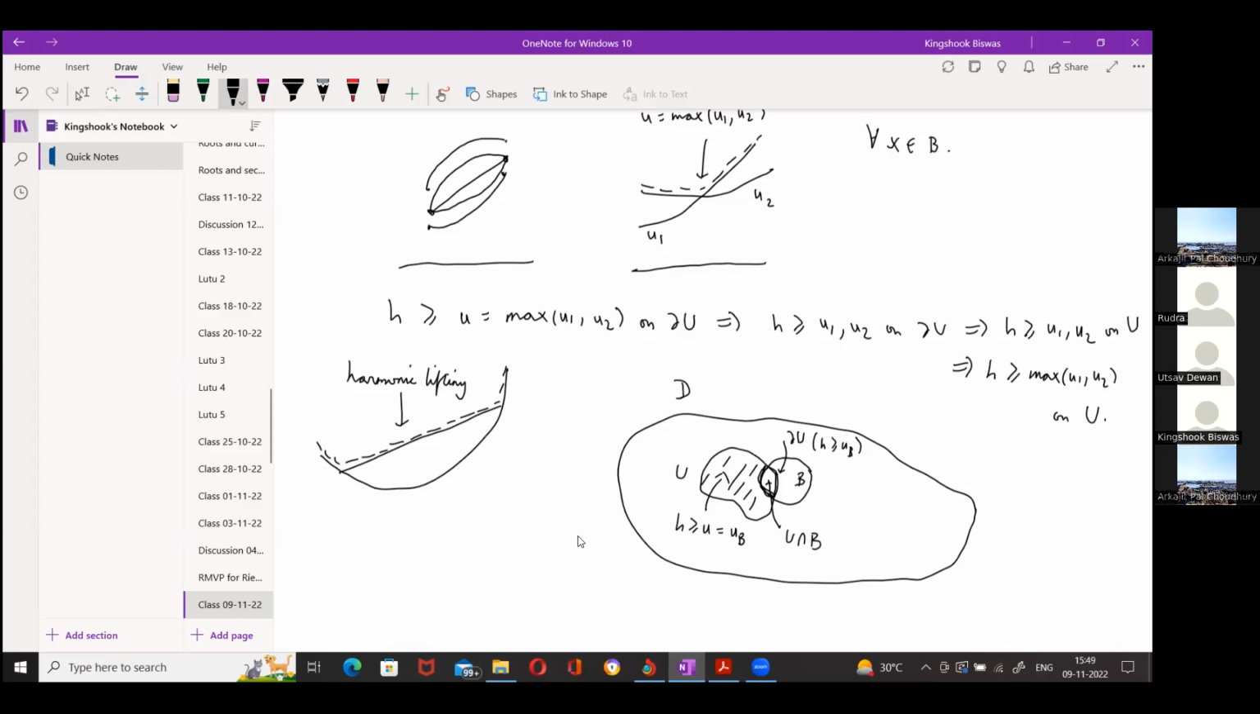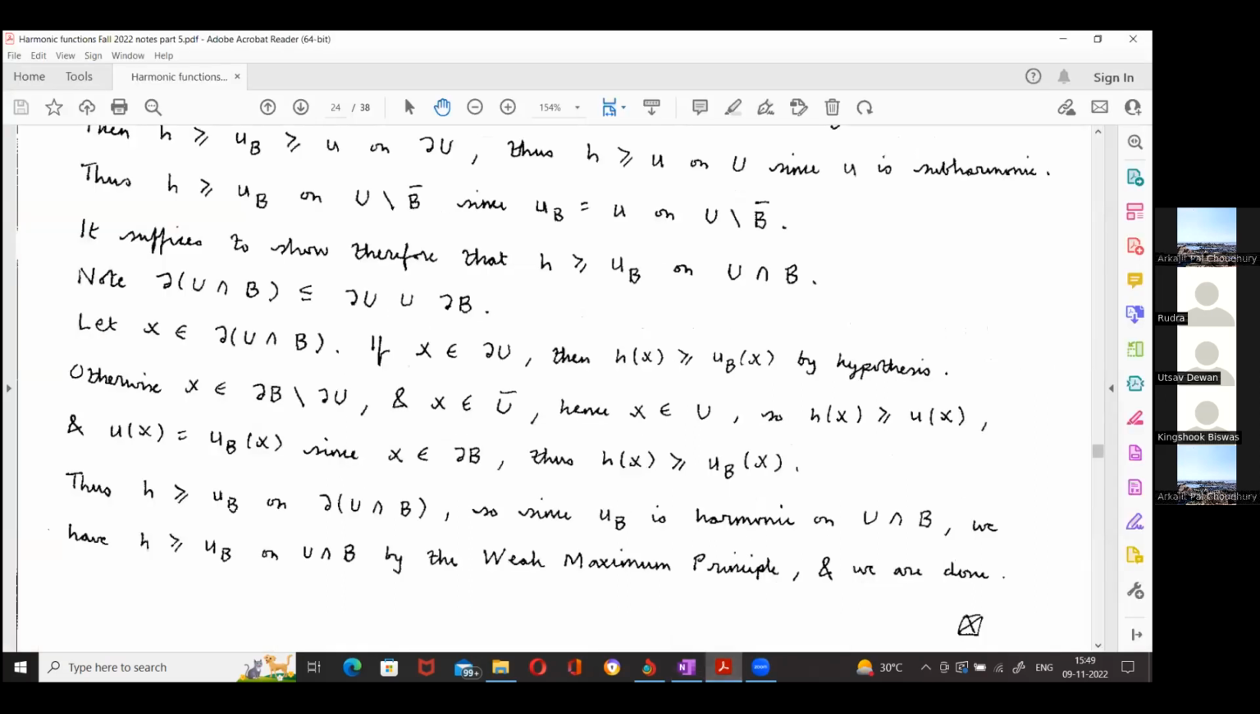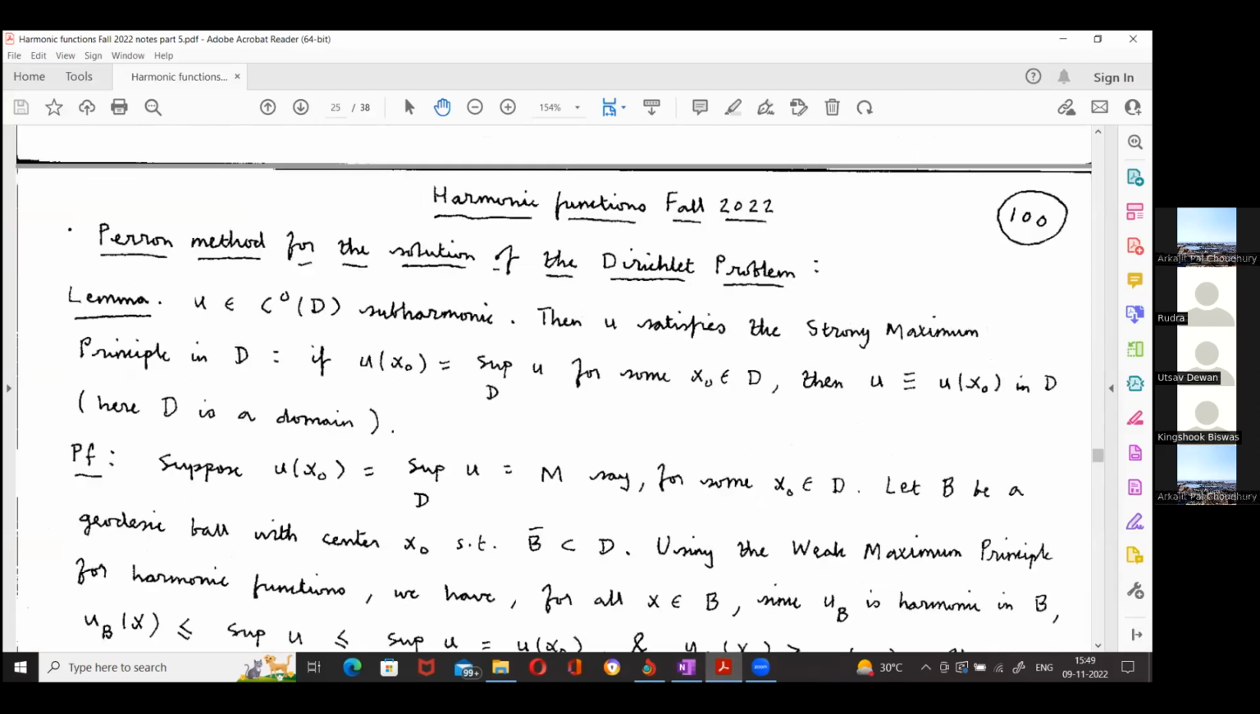Okay, so therefore H is greater than or equal to U sub B on the boundary of U intersect B, and therefore by the maximum principle for harmonic functions, it's greater than or equal to U sub B inside, and that's it. Okay, fine. So this harmonic lifting is subharmonic. Okay, so now we can come to the Perron method.